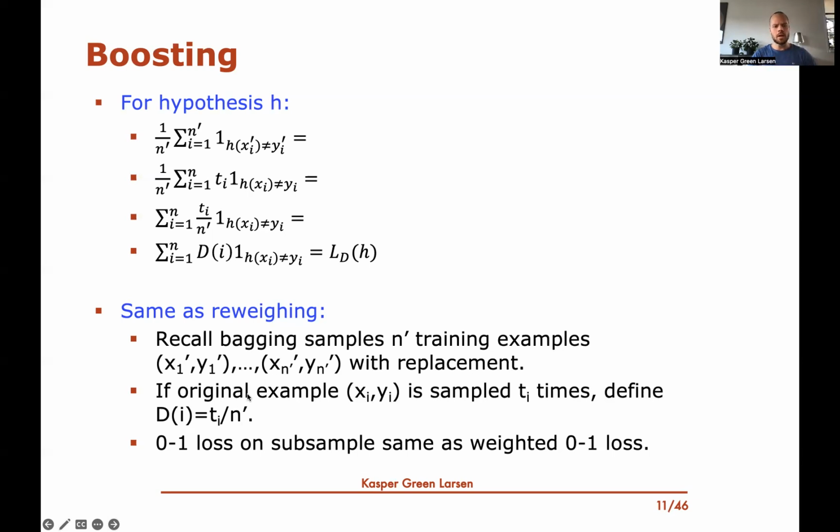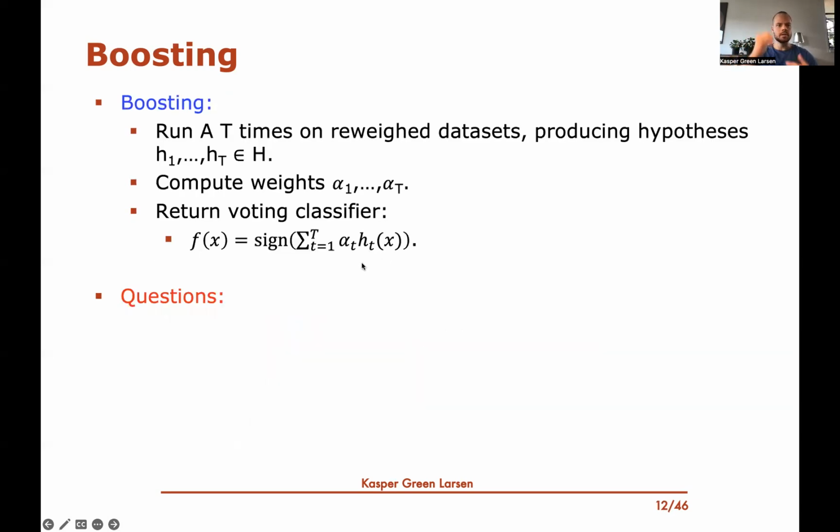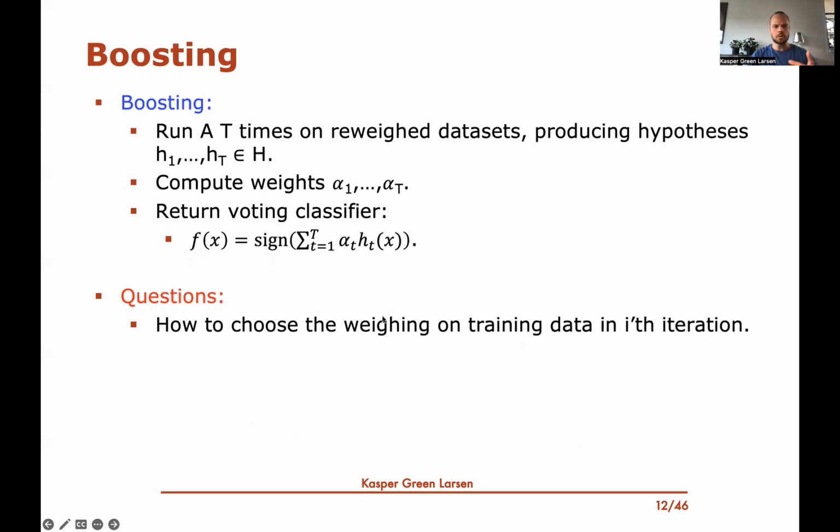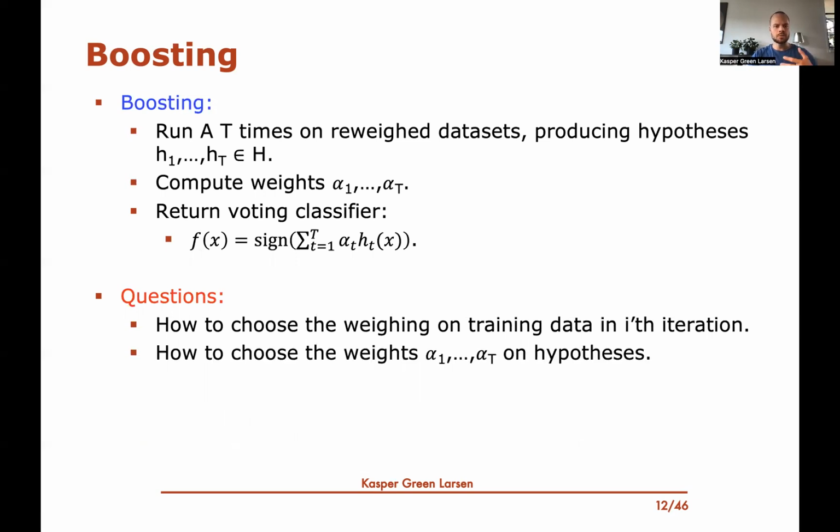So really one can think of bagging as repeatedly sampling, so to say, a new distribution, a new weighing on the input data. And then you're training on these different weighted 0-1 losses. Okay. Now, in boosting again, we want to train on these reweighted data sets and compute some weights. So there are a couple of things to fill out here. Of course, how do we choose the weighing on the training data in each iteration? That's the first thing that we need to fill out before we have a complete algorithm. And also how to choose these weights alpha-1 to alpha-t that we put on the hypotheses. These are the two things that we need to define.